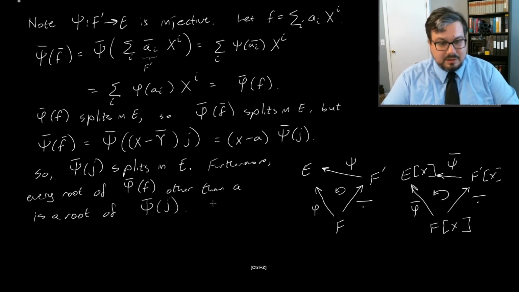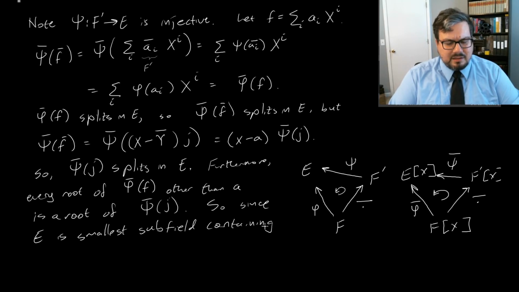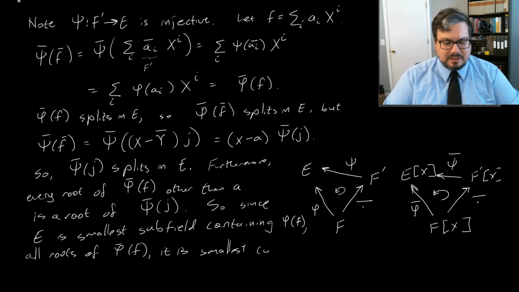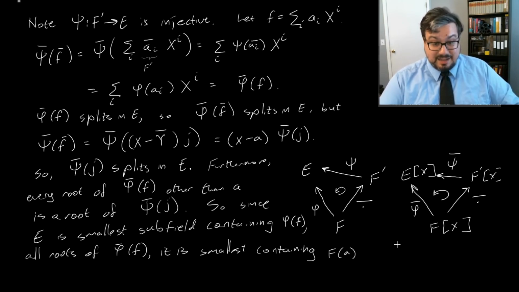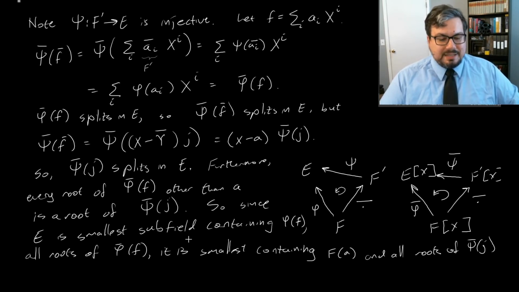So that means that since E is the smallest subfield of itself containing phi of F and all roots of phi bar of F, it is also the smallest containing F of A, so containing A and all the roots of psi bar of J. So E is the smallest subfield containing both F of A and all the roots of psi bar of J.